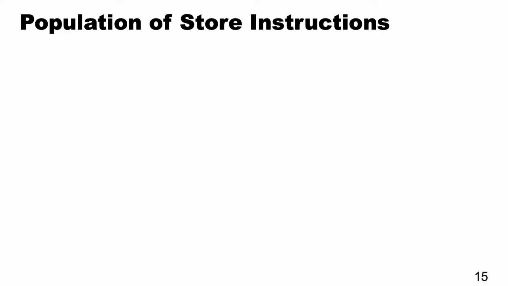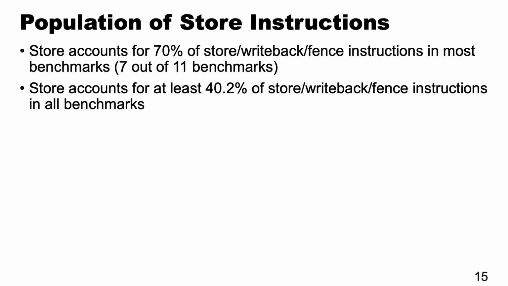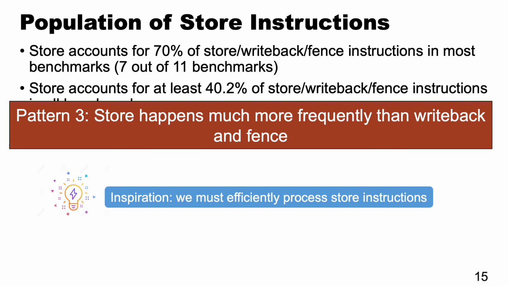Lastly, we counted the number of store, write-back, and fence instructions, and found that in most benchmarks, stores account for 70% of the three instructions. In all benchmarks, stores account for at least 14.2%. Based on the above observations, we identified the third PM program pattern. Stores happen more frequently than write-back and fence instructions, so we must efficiently process the store instructions.